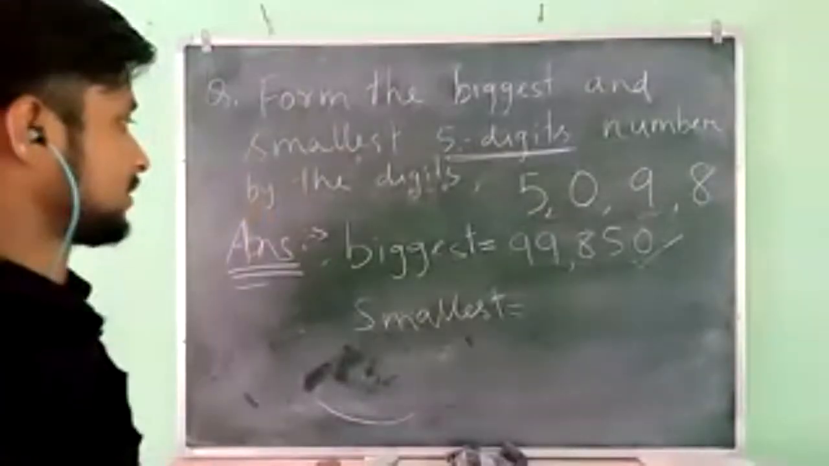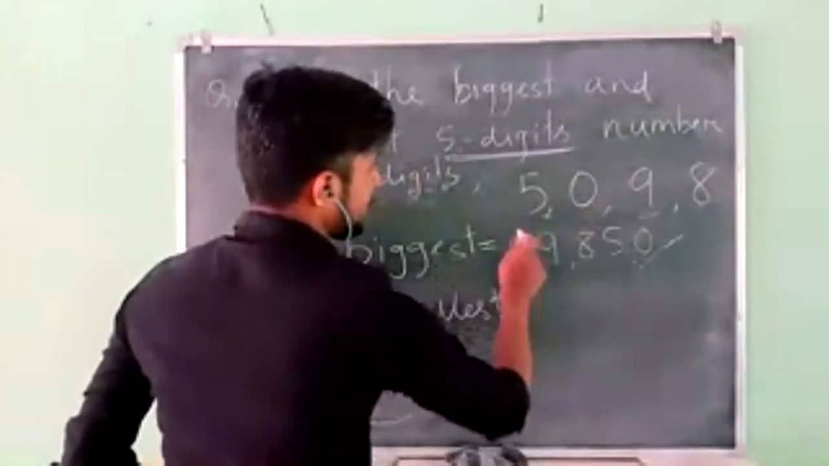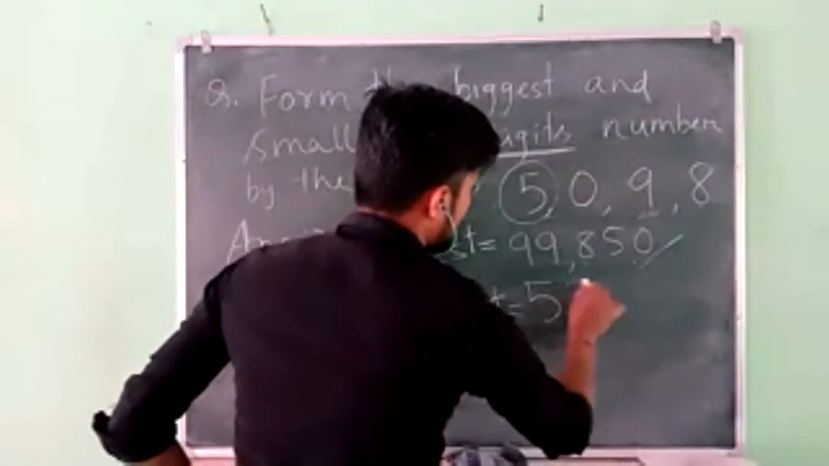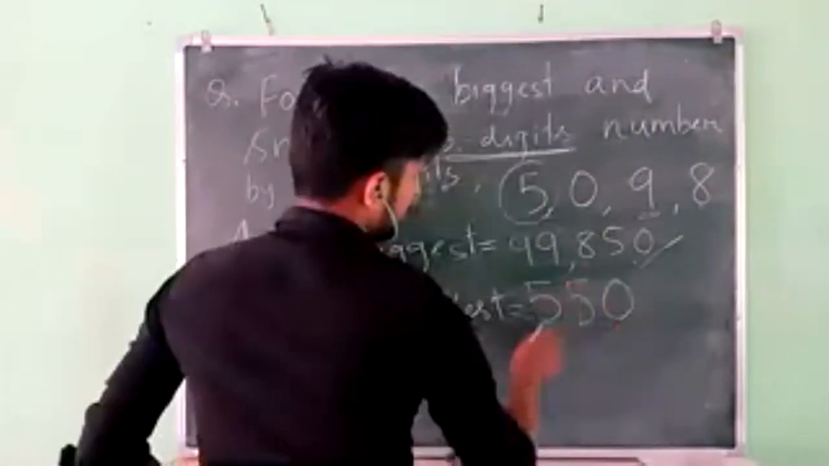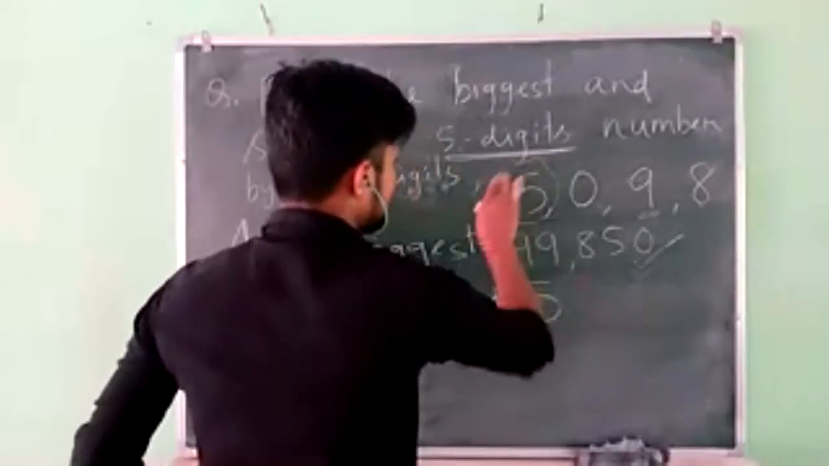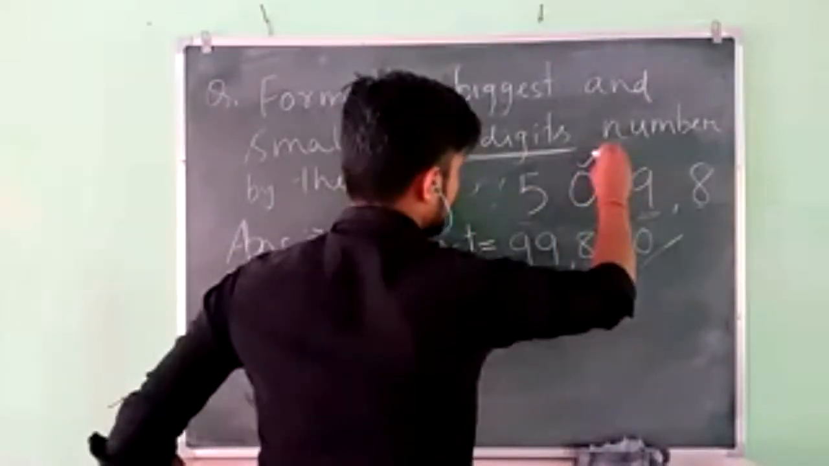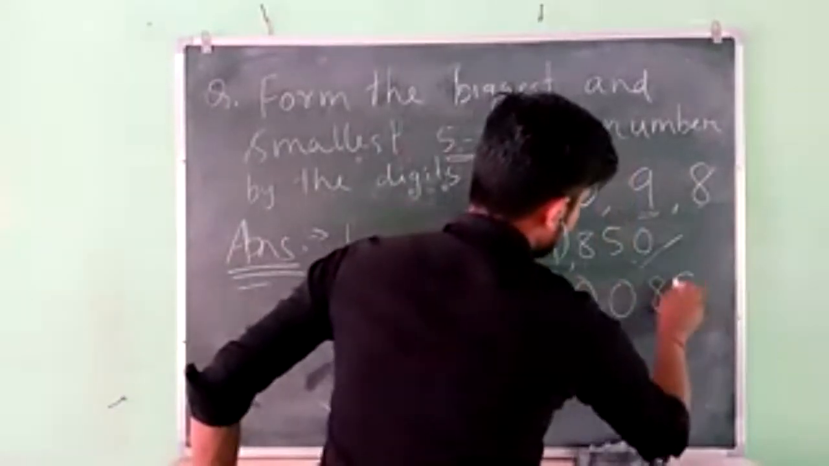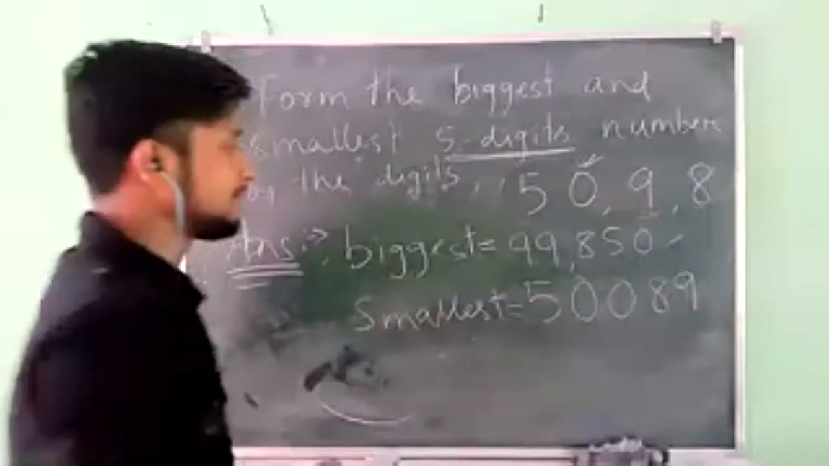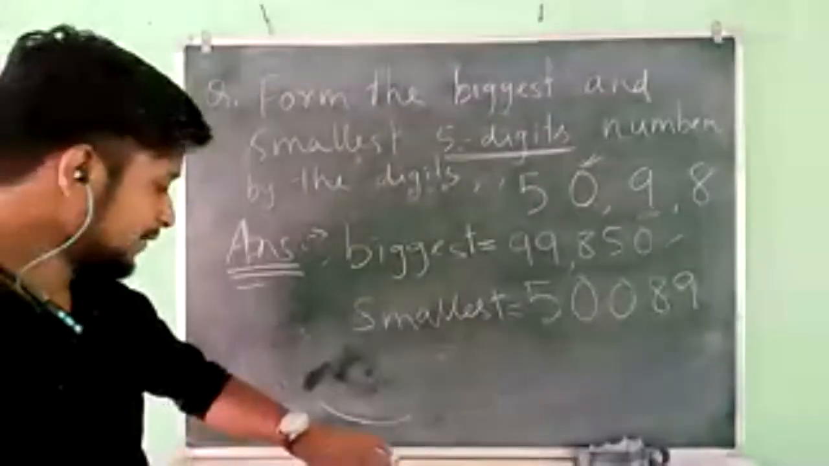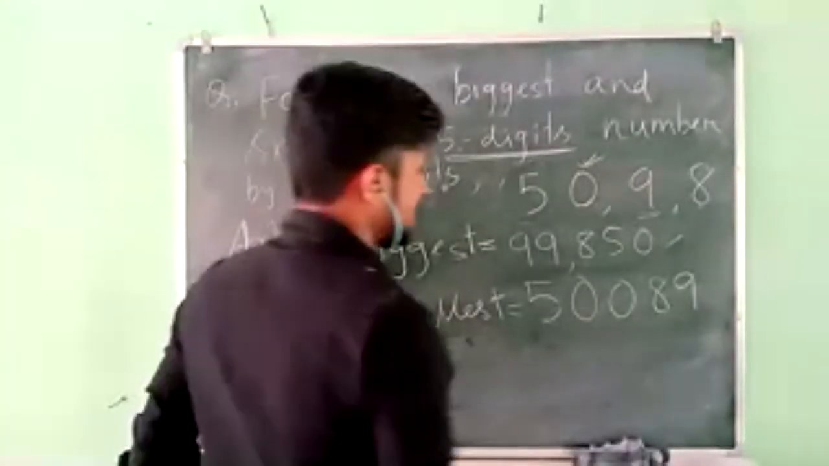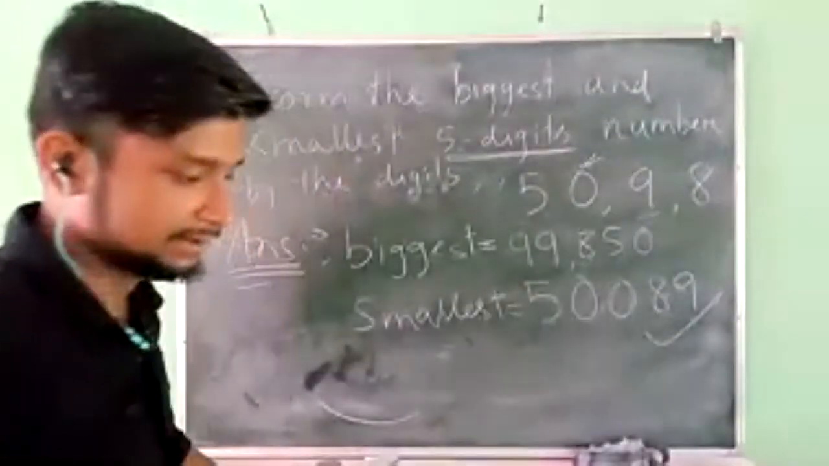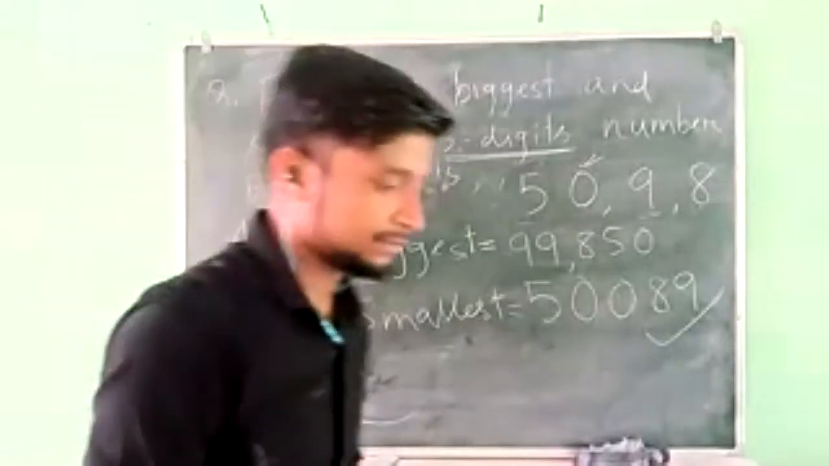Okay, now see. So what will be the smallest digit? You have to repeat this smallest digit. 550. Oh, sorry. We have to repeat it. This one is not smallest. This one is smallest. 50089 will be the answer. Okay? 50089 will be the answer. Clear? Yes, sir. Very good.